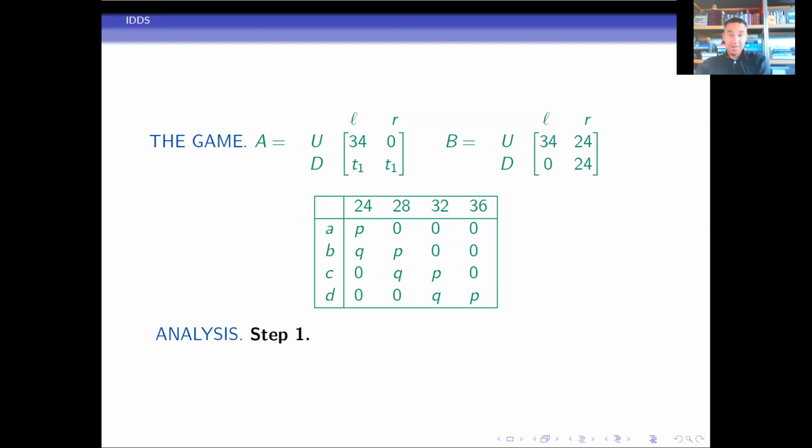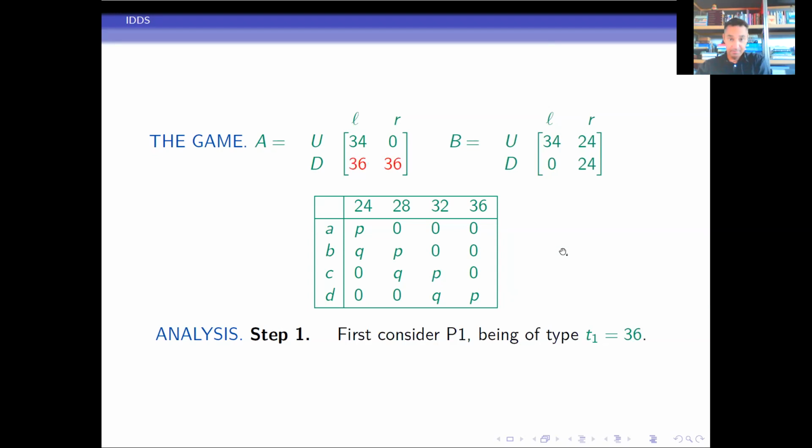So step 1 is the 36. Then we are facing this game. At least player 1 is facing this game. And yeah, so what will he do? Well, if he chooses D, he gets 36. And if he chooses U, he gets 34 or 0. So it is clear that D strictly dominates U.